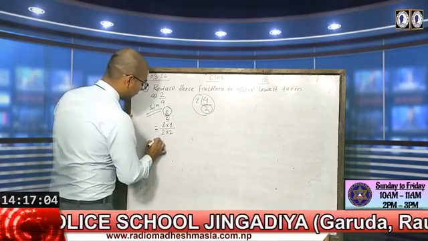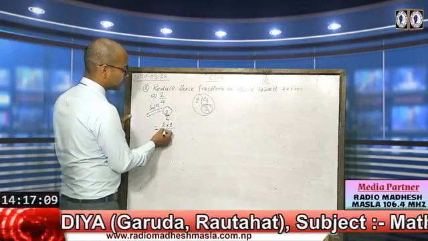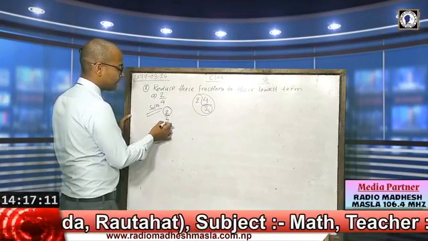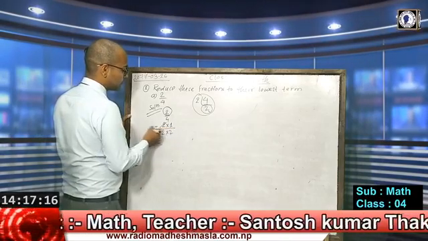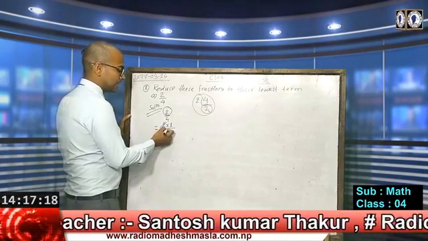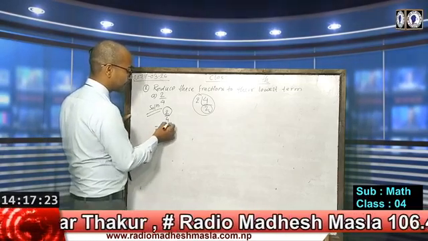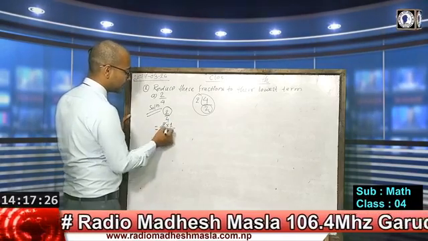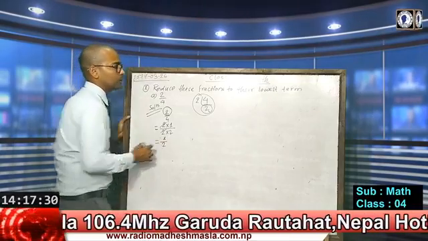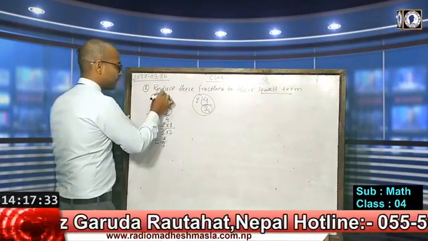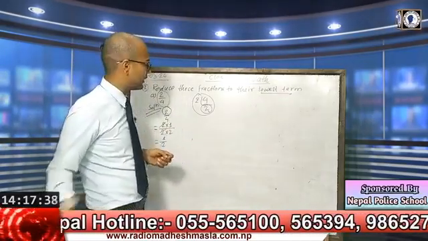Then we should cancel the common number. What is the common number? As the numerator there is 2 and as the denominator also there is 2, so we cancel the 2 from numerator and denominator. Then we get 1 as the numerator and 2 as the denominator. So 1 by 2 is the lowest term of the fraction 2 by 4.